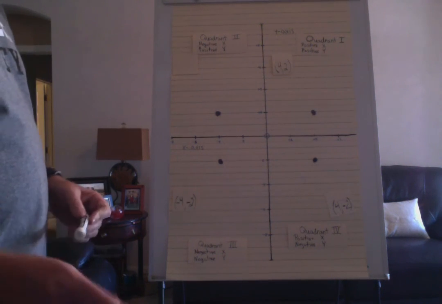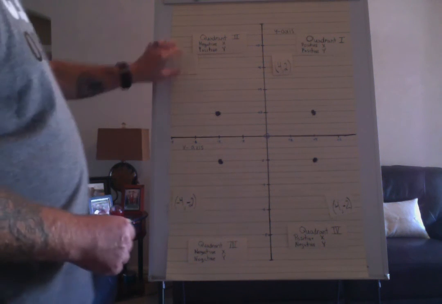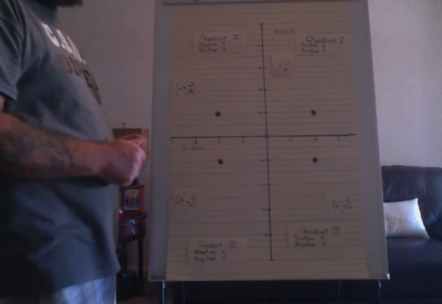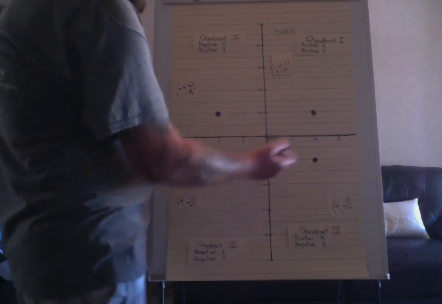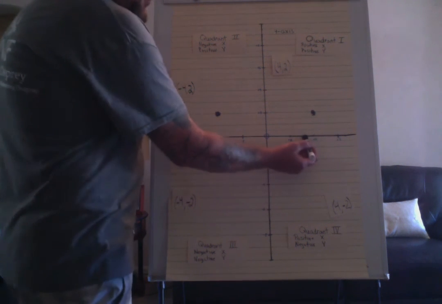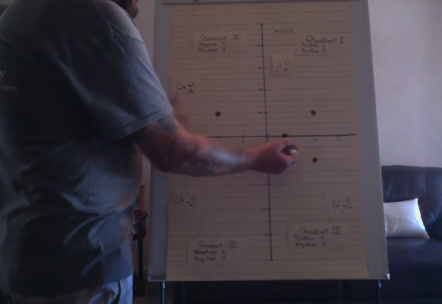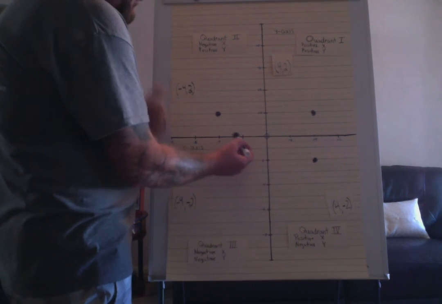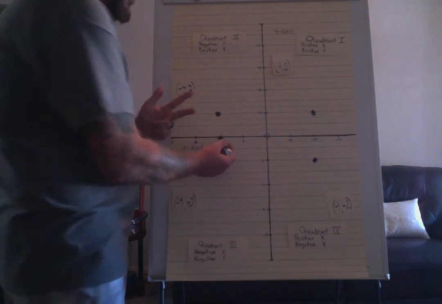Now let's verify our answer of 8 between the point 4, 2 and the point negative 4, 2 by counting back 4 to 3, 2, 1, 0. 1, 2, 3, 4. 8.